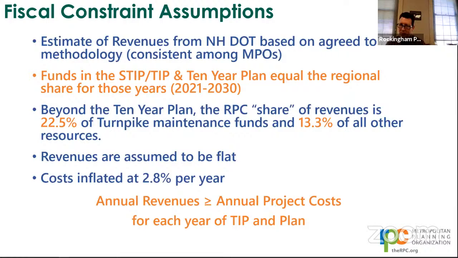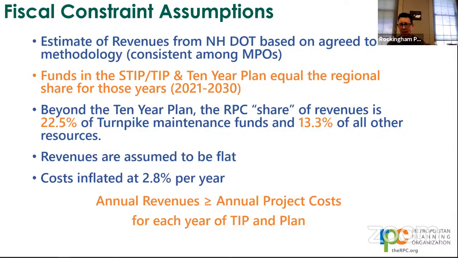expect to get. Beyond the 10-year plan, we expect to get about 22.5% of the turnpike improvement dollars, as well as about 13% of the total federal resources coming into the region or into the state. We do assume revenues are roughly flat. I think I need to update that. I do assume a small amount of increase over time, but it's under 1%, I believe.